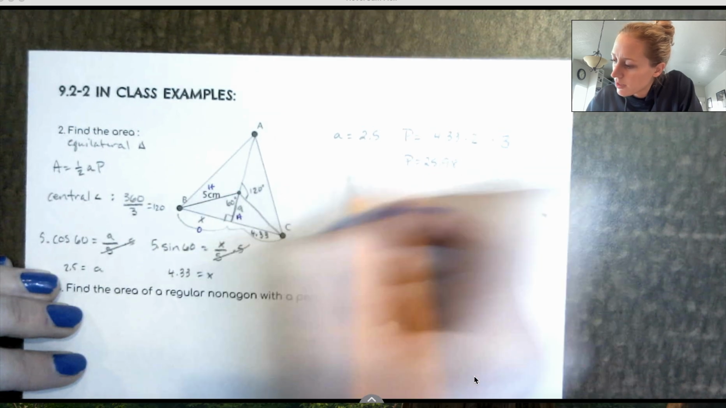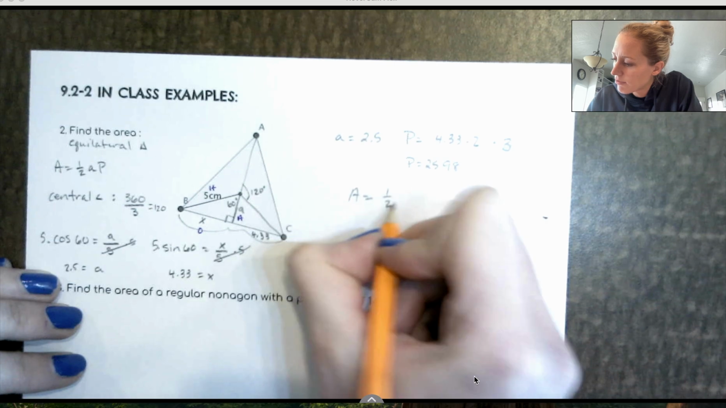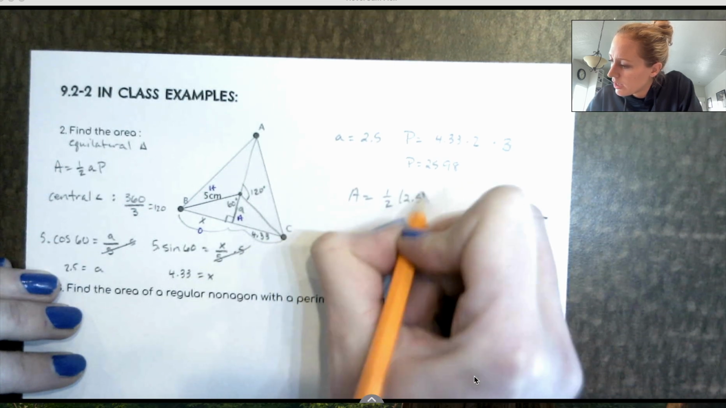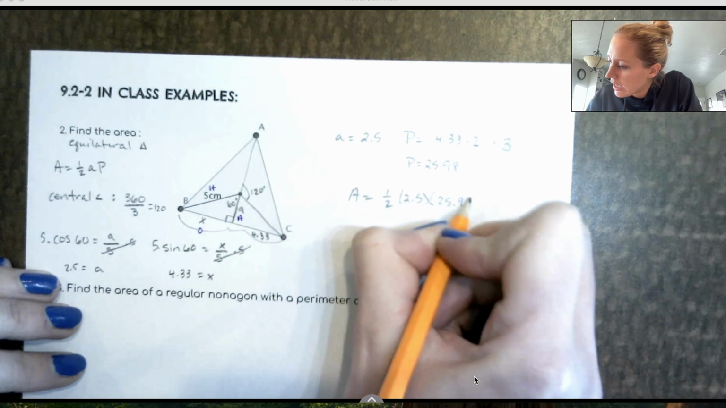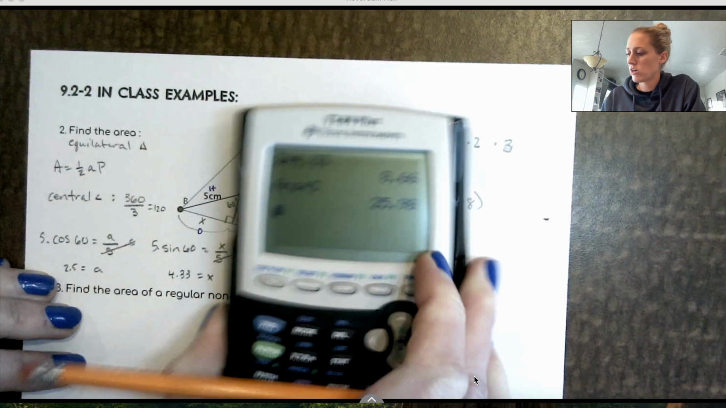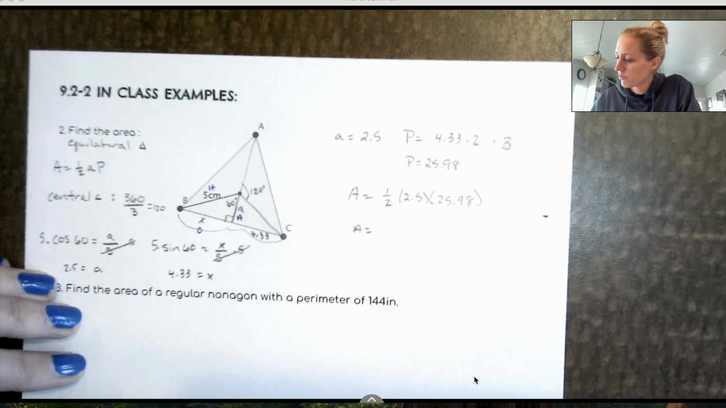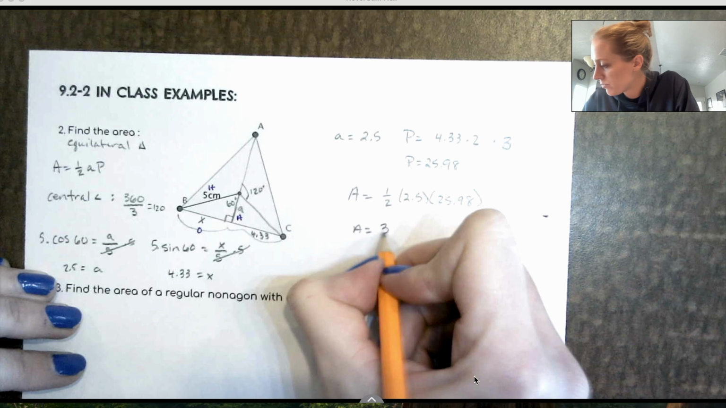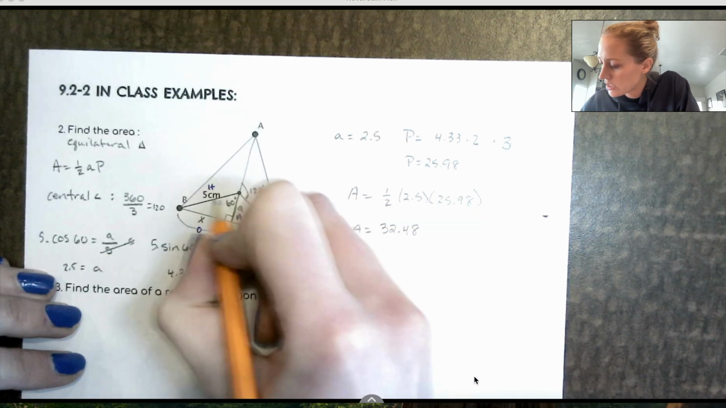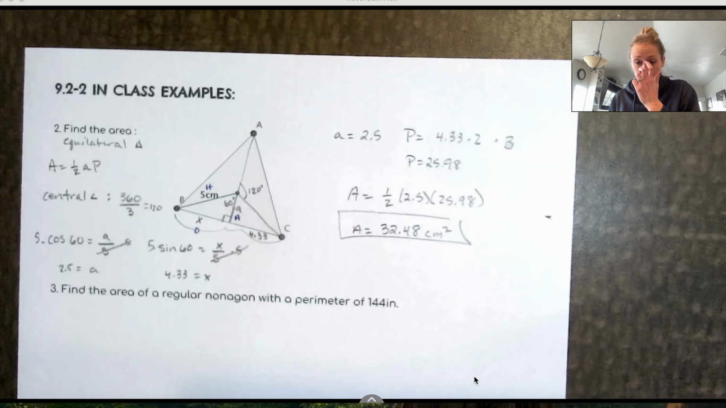And then I'm going to multiply by 3 to get our perimeter, 25.98. So then our formula for the area of this equilateral triangle is 1/2 the apothem times perimeter. And again, if you want to do 1/2 as 0.5, you sure can. Then I can just enter it all in at once. So 0.5 times 2.5 times 25.98, 32.48 if we round to 2 decimal places. And our unit was centimeters, so we got square centimeters for this area.